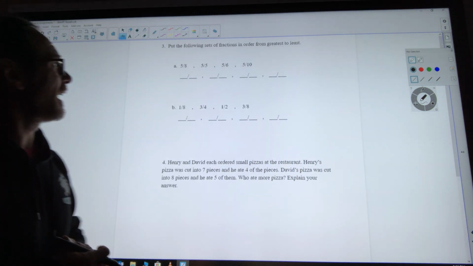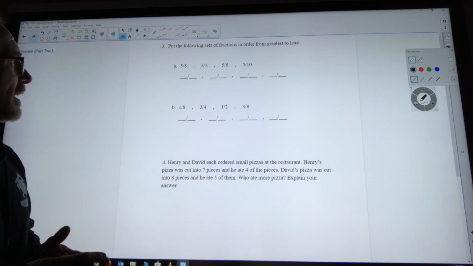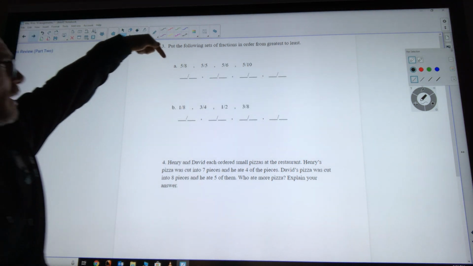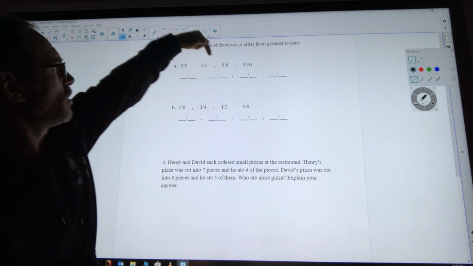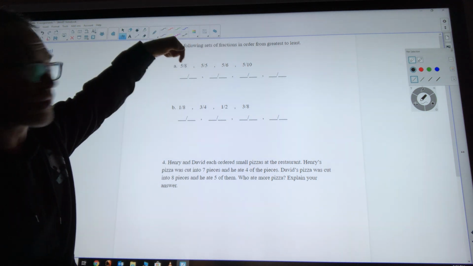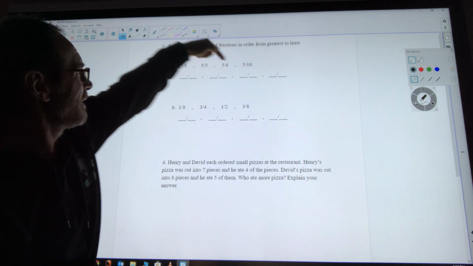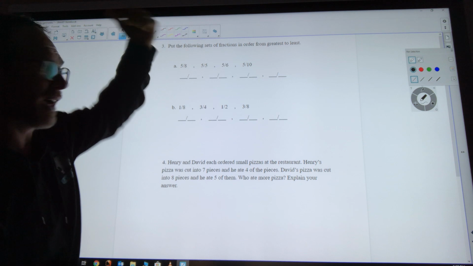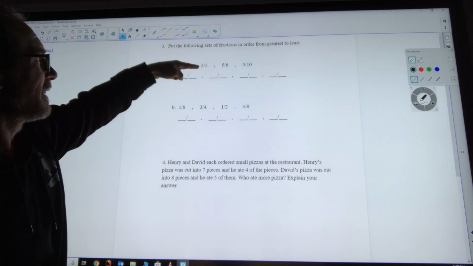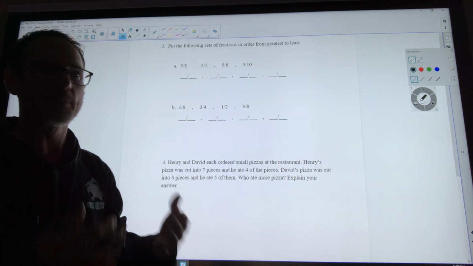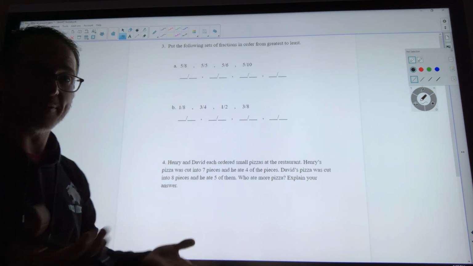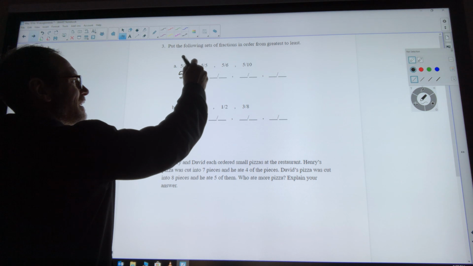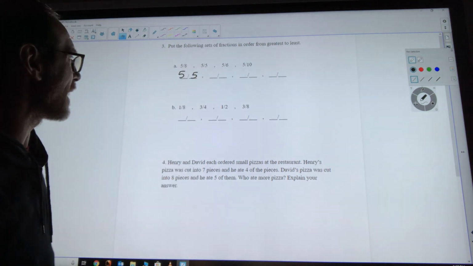The second page, these ones are maybe a little bit trickier. I asked you to go from greatest to least. So what's the largest one? For A, you'll notice that the numerator is all the same for these ones here too. So in this one, we'd only really have to look at the denominator. Now 5/5, I just talked about that one on the previous page. If you had a pizza cut into 5 pieces and you ate 5 pieces, it means you ate a whole pizza. So that would be the largest or the greatest of these fractions.